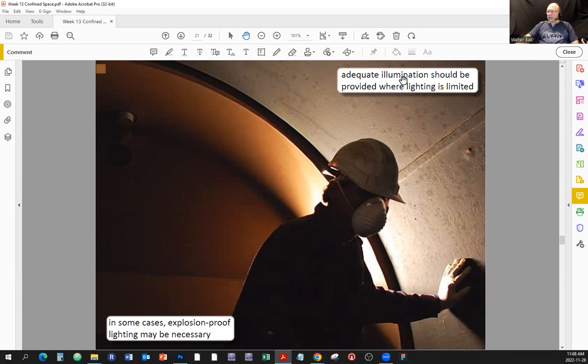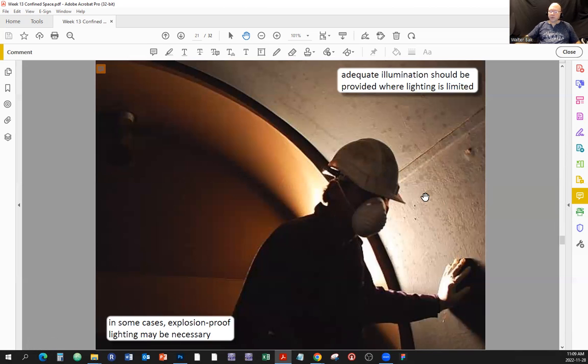So adequate illumination, enough light, should be provided where lighting is limited. Needless to say, our eyesight is pretty much the dominant sense that we have. And if we don't see, we might have certain challenges of maneuvering around certain types of spaces. And if it's a confined space, then of course that would present a certain type of hazard.